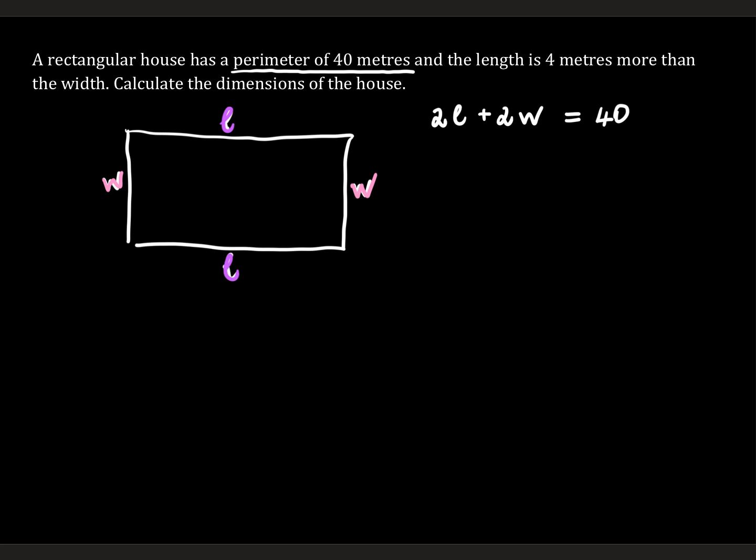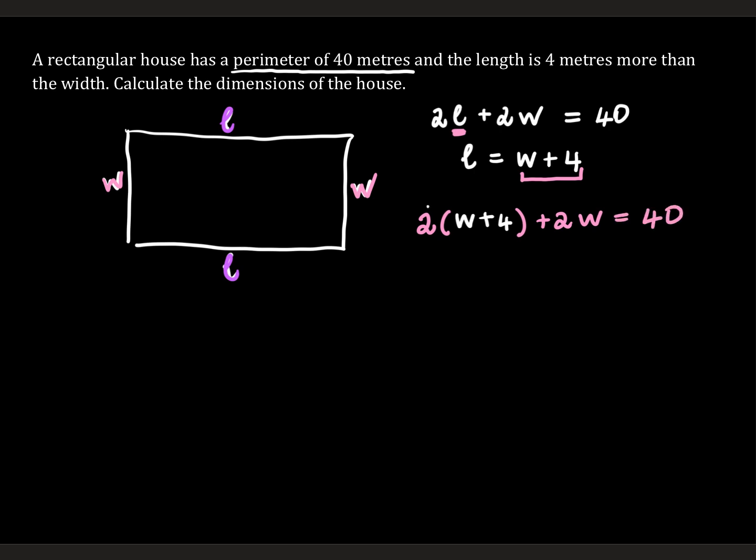And the length is 4 more than the width. So the length equals 4 more than the width, so it's the width plus 4. Okay, can you see that I can use substitution to solve this? I've got the length equals width plus 4, so I can put that in there. So I'm going to go 2 lots of the length, which is width plus 4, plus 2 lots of the width equals 40.